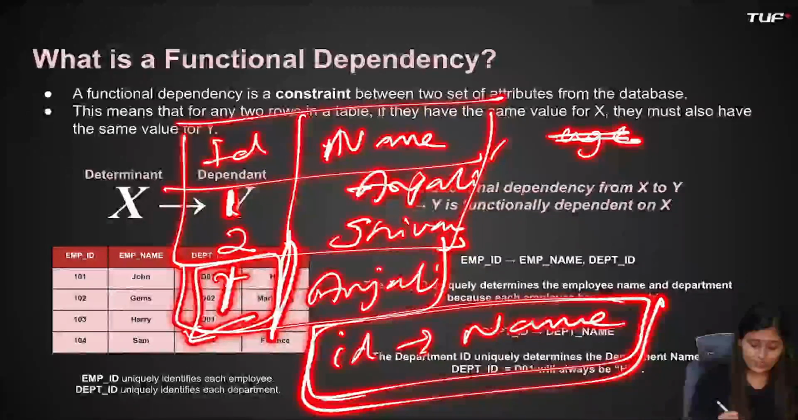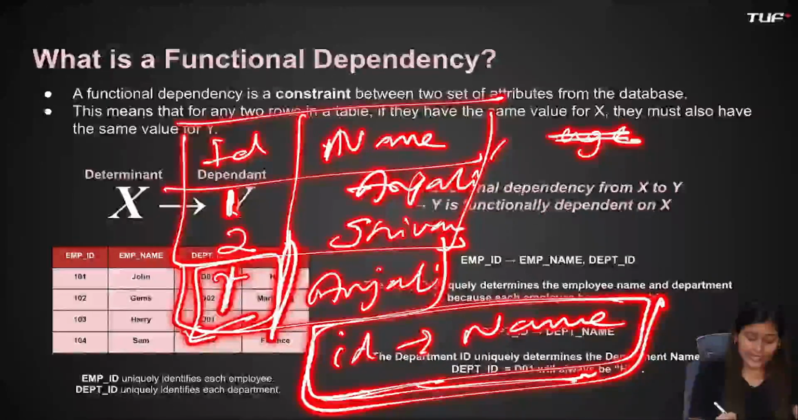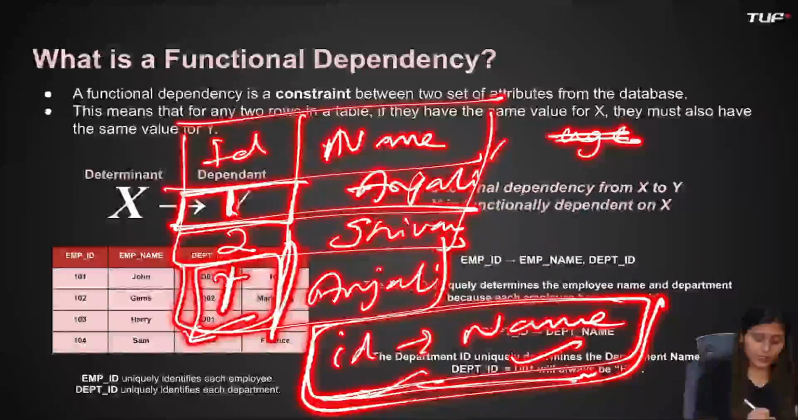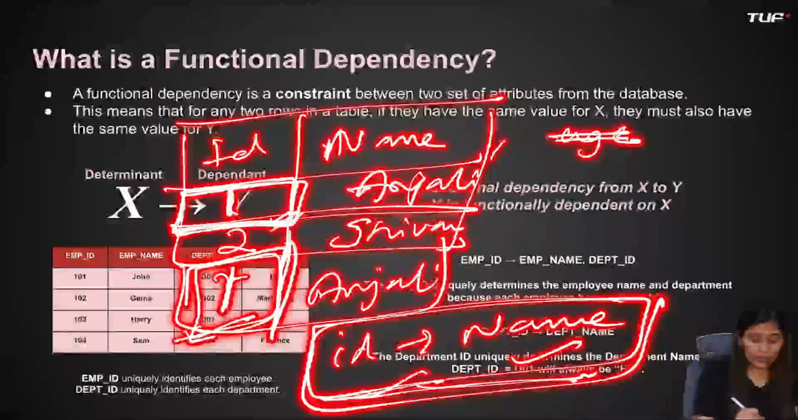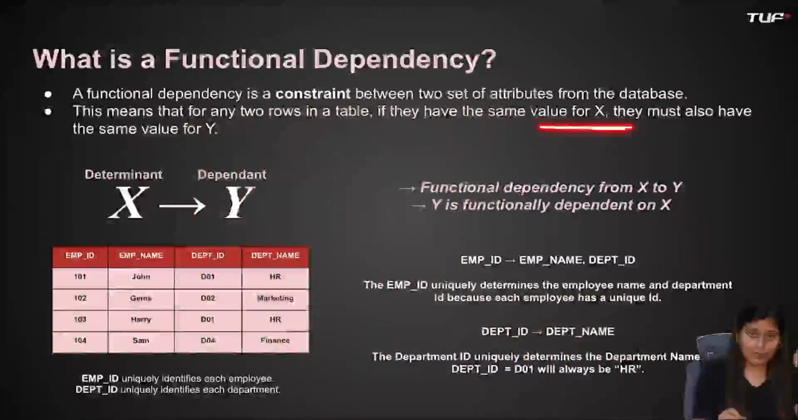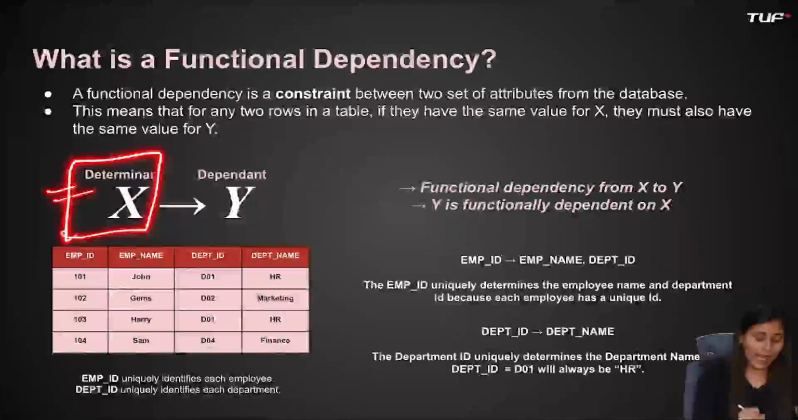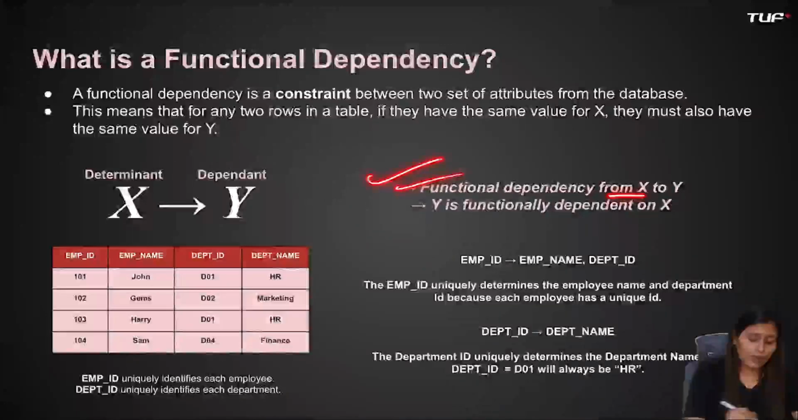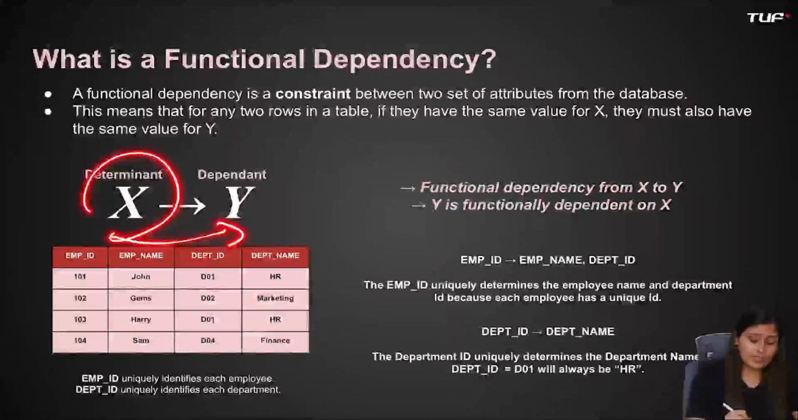This is what functional dependency means. If ID defines name, then everywhere in the table, if a particular cell has the same value like ID1, then for another row the y will also be the same. Here, if they have the same x, then the same y will be there. The left part is called the determinant and the y part, which is the right one, is called the dependent. So a functional dependency from x to y means y is functionally dependent on x.